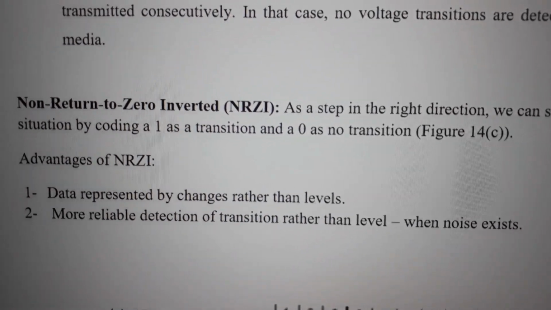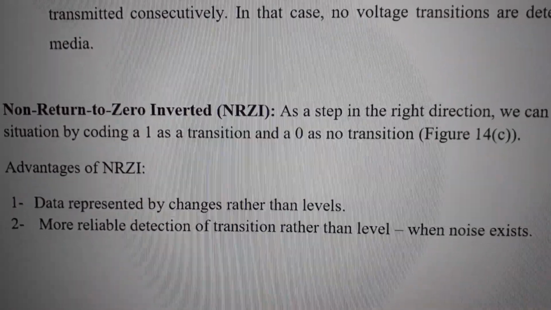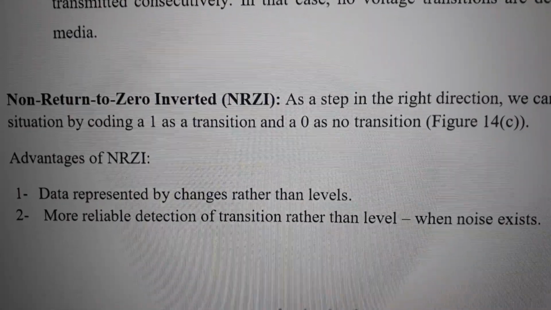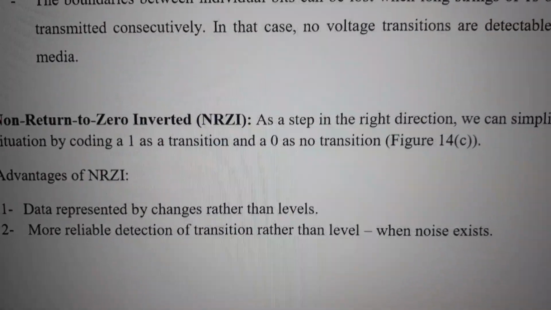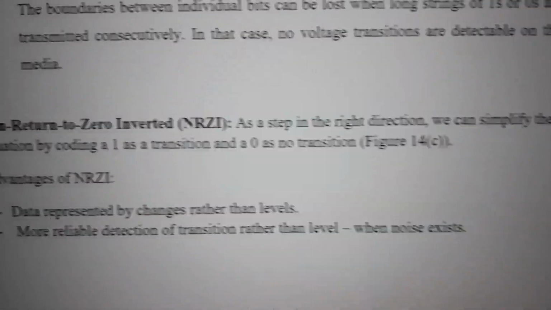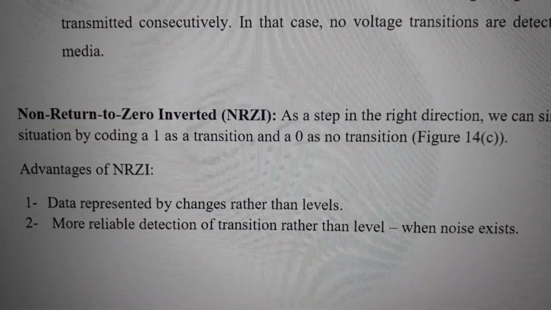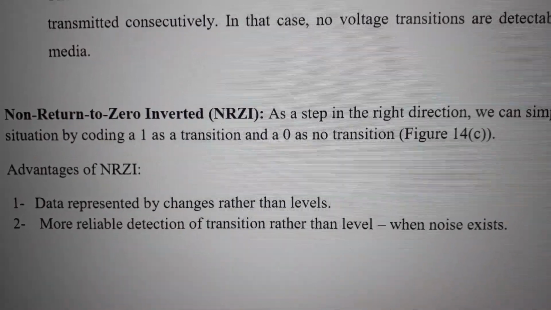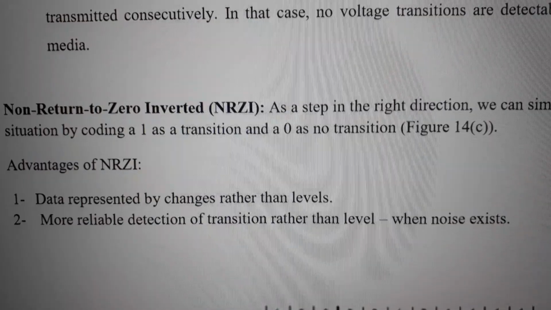Now, non-return to zero inverted, NRZ-I. As a step in the right direction, we can simplify the situation by coding a 1 as a transition and a 0 as no transition.